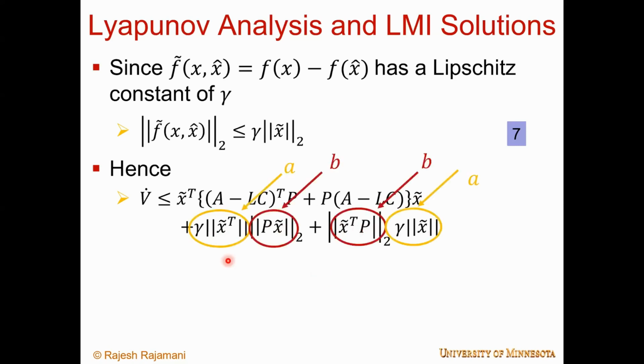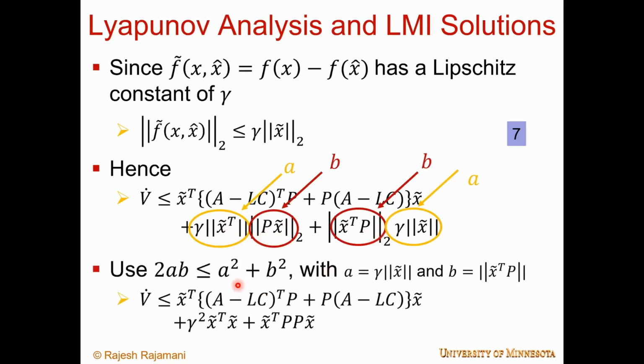So you can see that these two terms here essentially involve the same two quantities, A and B. And so you can use this very simple algebraic trick: 2AB is less than or equal to A squared plus B squared. These terms are both A times B terms. So using the simple algebraic identity with A equal to gamma times the norm of x tilde transpose and B equal to the norm of x tilde transpose P, you end up with this V dot.